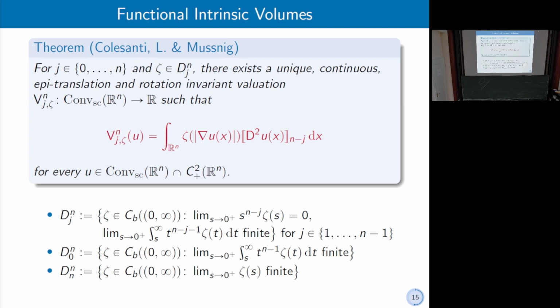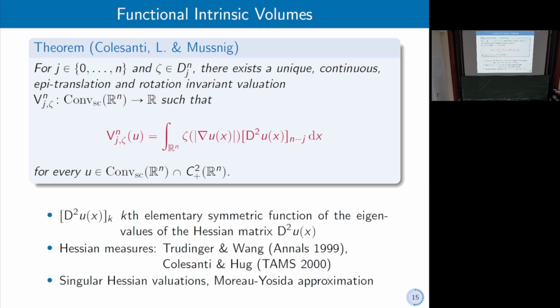And for these functions, we define this integral in the smooth case. So this is twice differentiable, with positive curvature. And down here, this is just the k-th elementary symmetric function of the eigenvalues of the Hessian of U. So this is similar to what we had in the differential geometric definition of intrinsic volumes. We had the elementary symmetric function of curvatures, and now we have the elementary symmetric function of eigenvalues of the Hessian. And these are objects that have been studied a lot.